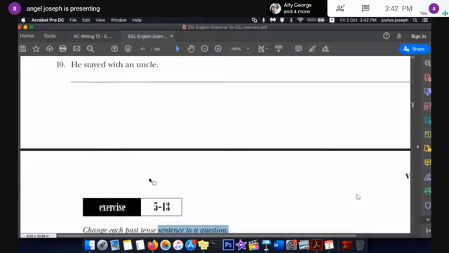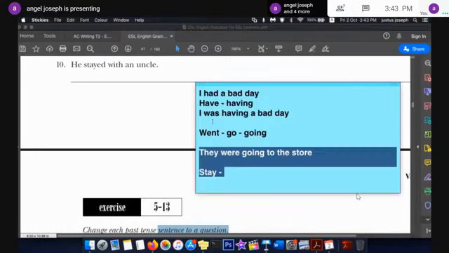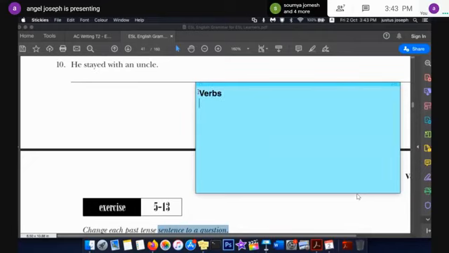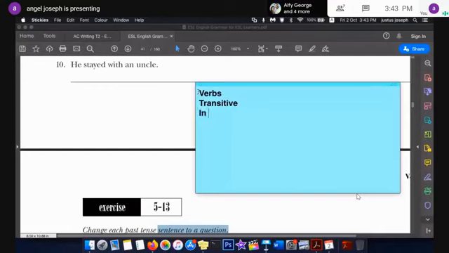And just a quick recap, what all did we discuss today? We discussed verbs, we discussed 3 types of verbs: transitive, intransitive, and linking verbs, or you can call it helping verbs. Let's do it in the order. First one was transitive, then we started with intransitive, and then we talked about linking verbs. 3 types of verbs we discussed.